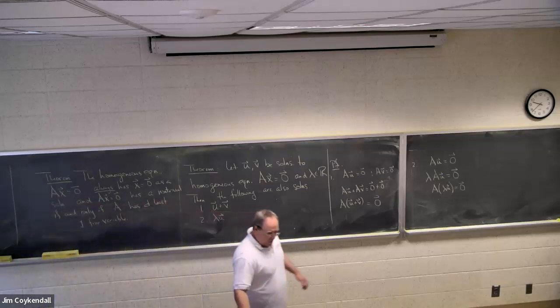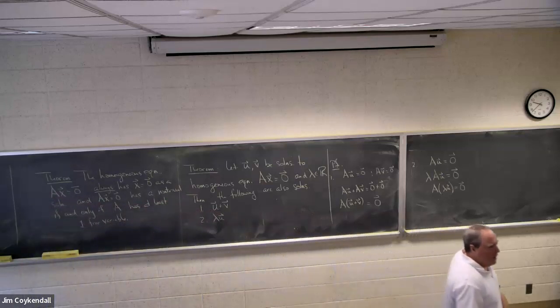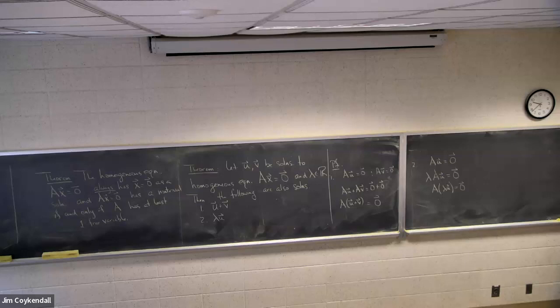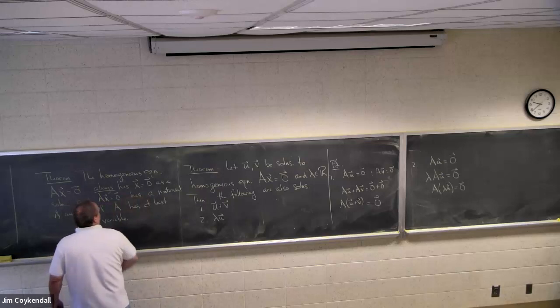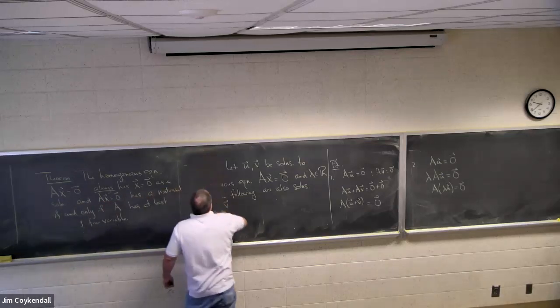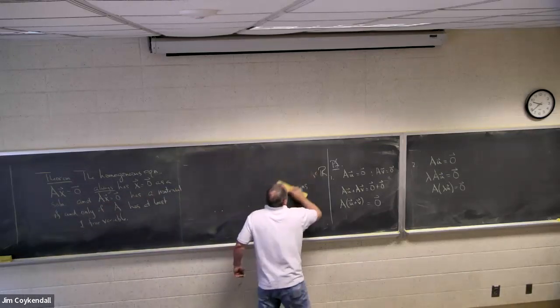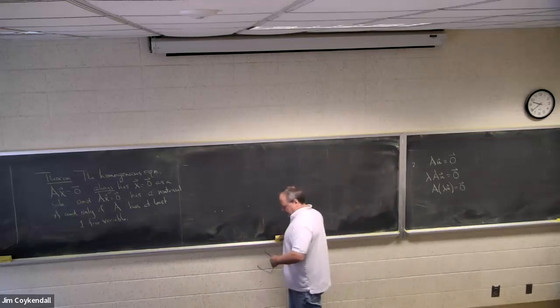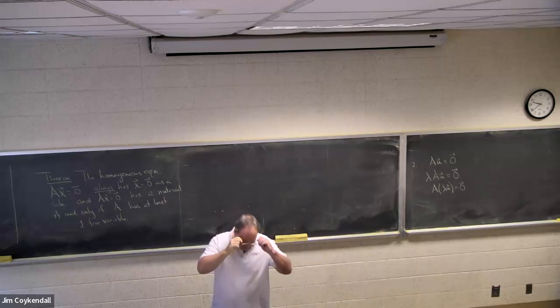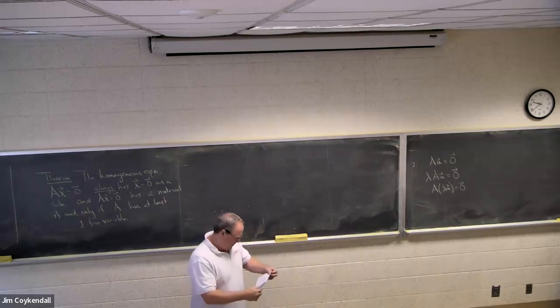So in other words, when you go through your system and reduce it, what will happen is, if all your variables turn out to be basic variables, so if there's a pivot in every column, then you'll have only the zero solution. On the other hand, if you have at least one free variable, you'll have infinitely many. So let's look at a couple of examples here.